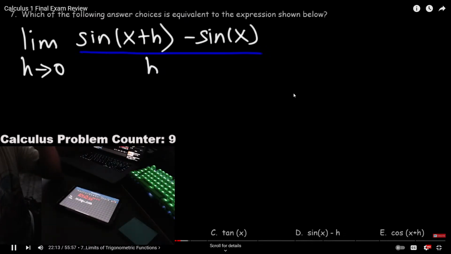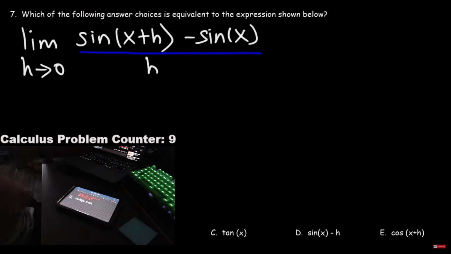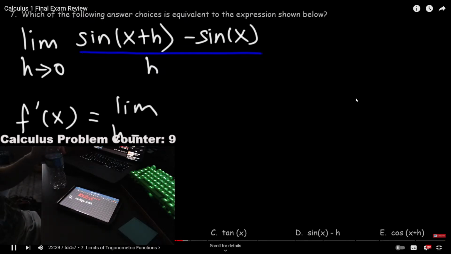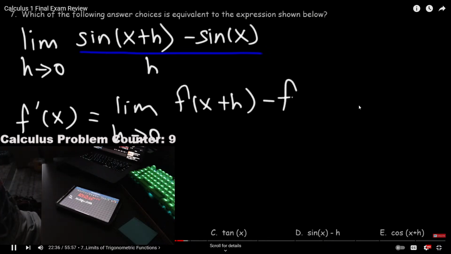We can't rationalize the denominator or get any common denominators. None of that. The only way to find the answer to this problem is to understand what it really means. You need to know that f prime of x is equal to the limit as h approaches 0 of f of x plus h minus f of x divided by h.